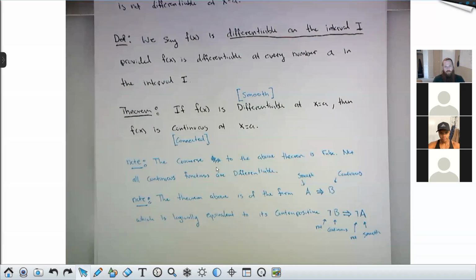So the word converse: the converse to a statement like A implies B is the statement B implies A. A implies B is totally independent of the statement B implies A. However, A implies B is logically equivalent to the statement not B implies not A.